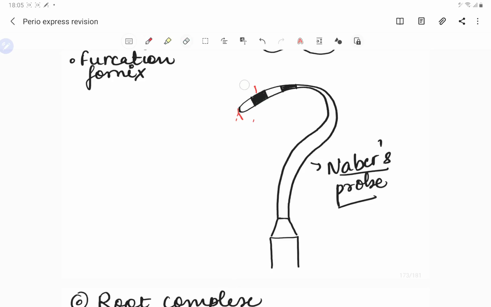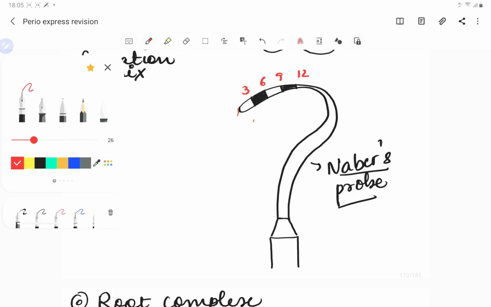This probe has got markings, and you can see here there are certain markings in the Nabers probe at 3 mm, 6 mm, 9 mm, 12 mm, and you can see that this probe is a sickle shaped probe. Sickle is an instrument which is used to cut the grass. If you have seen at any point of time cutting the grass manually, this is a kind of sickle shape instrument which has got the markings between 3 to 6 and 9 to 12 millimeters.